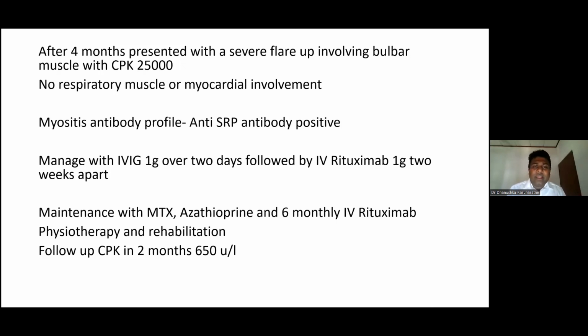At that point, we initially started IVIG again for 2 days and started rituximab 1 gram, 2 weeks apart, to which there was a promising response. And now she's on maintenance therapy with MTX and azathioprine and 6-monthly rituximab with physiotherapy. But mind you, SRP antibody is usually associated with very poor prognosis. What happens is they achieve remissions, but intermittently they get flare-ups, and subsequently it affects their myocardium and other sensitive muscles as well. So that is all about the talk today.